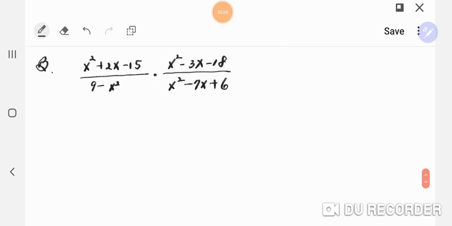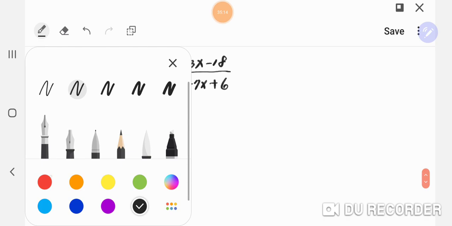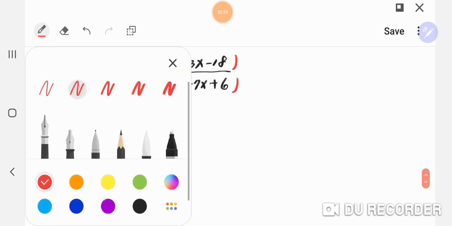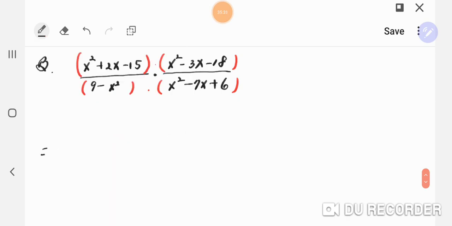Okay, letter B. Okay, let's simplify this, multiply this. So first of all, we have to factor this part. Okay, let me use a red color. So this is a product of this numerator, and the denominator will be the product of x minus this one and this one, like this. So we can rewrite it. So this is equal to one big fraction bar.